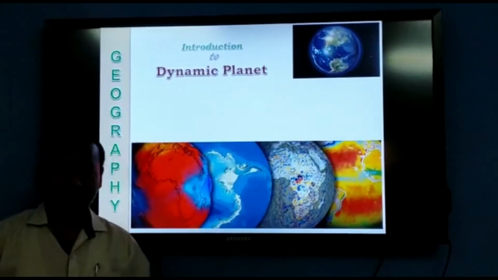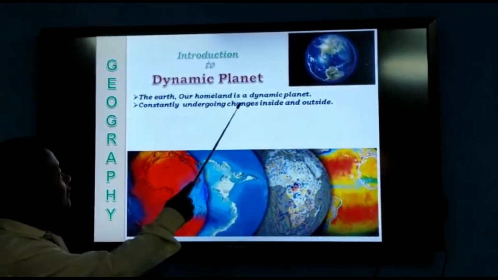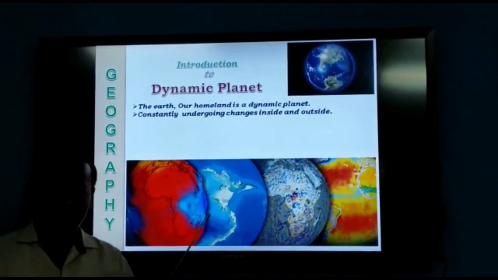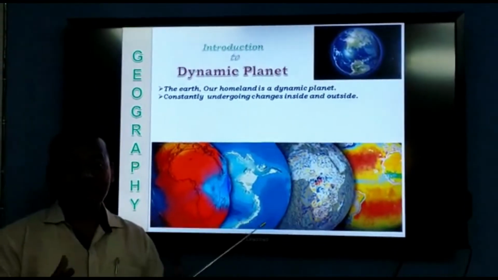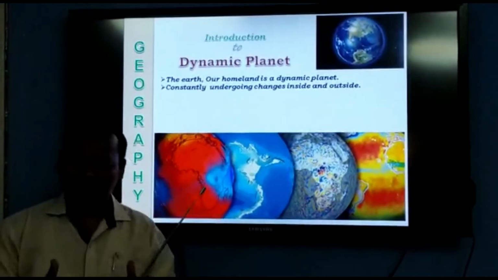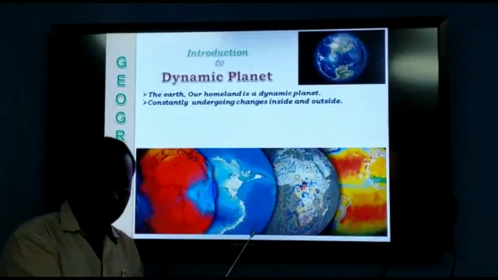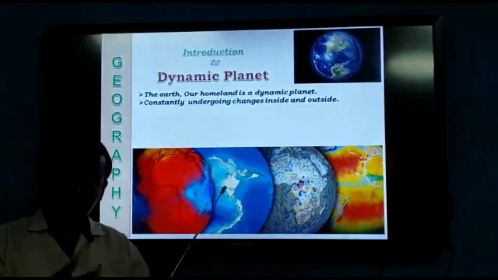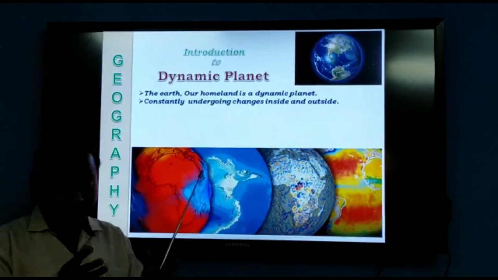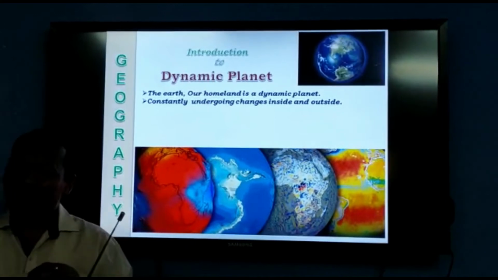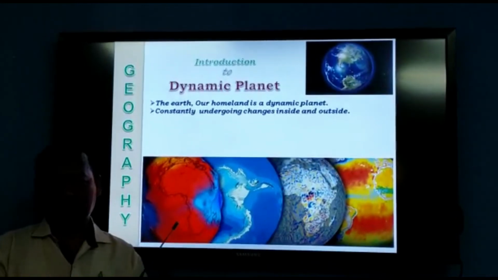Now let me introduce you to the dynamic earth, or the dynamic planet. The earth, our homeland, is a dynamic planet. Why? Because it is constantly undergoing changes. It never stops. Scientists say that this earth is unstable. On the surface, it changes its features, the river changes its course, and temperatures are changed by people because of our human activities. In the interior, it is changing every now and then. Landslides happen. Molten materials flow.